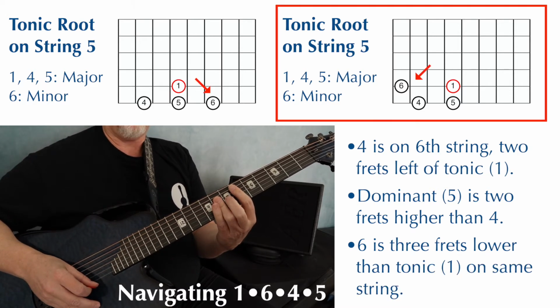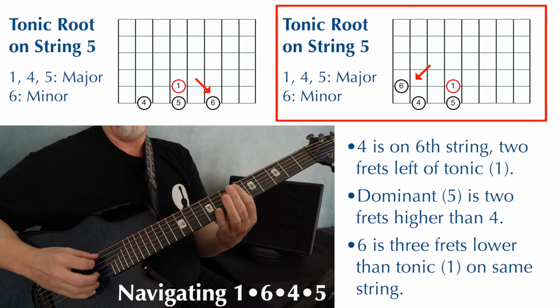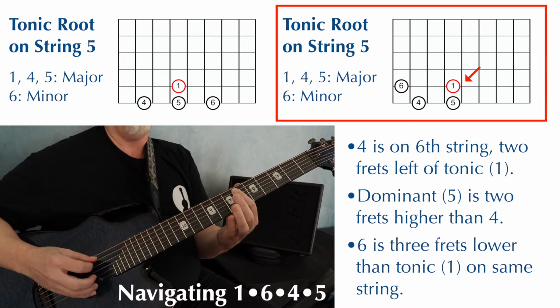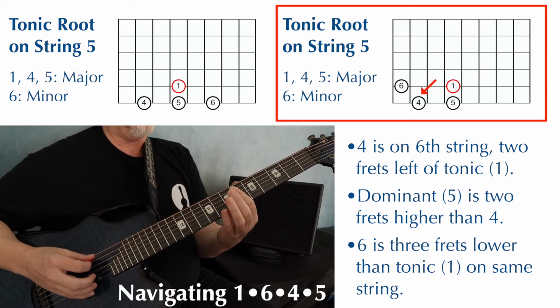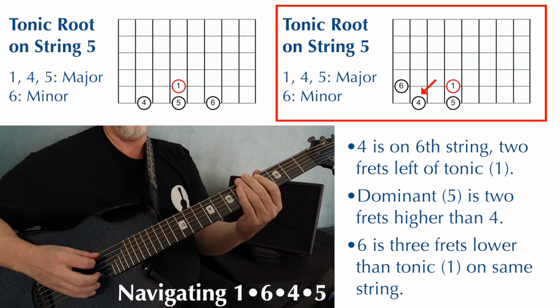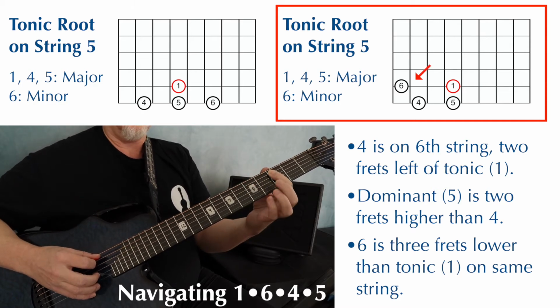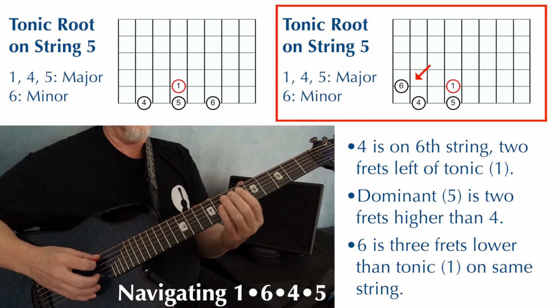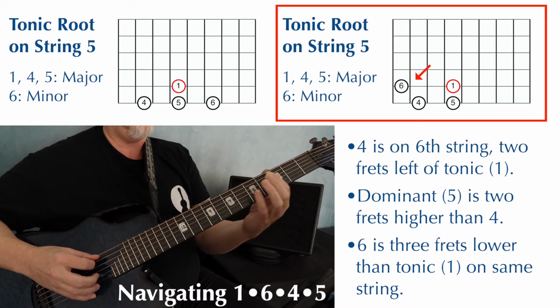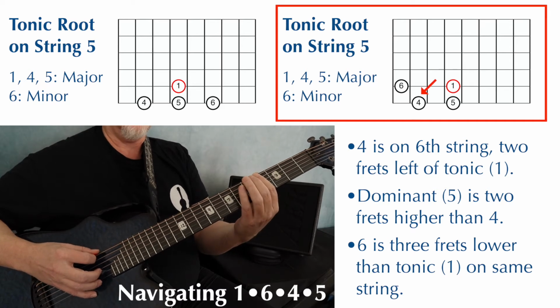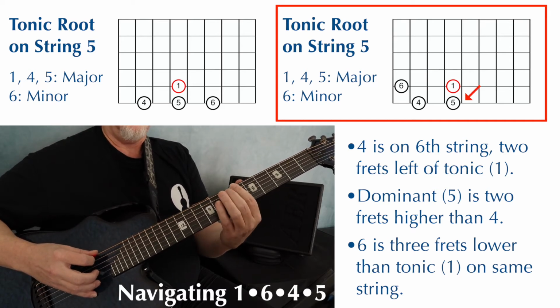Now we're going to move our 6th chord to the 5th string, but keep our 4 and 5 in the same place. So 1, again 4, the root of your 4 chord is 2 frets to the left on the 6th string. The root of your 5 chord, 2 frets to the right of your 4. And then your 6th chord is going to be 3 frets lower, 1, 2, 3, than your 1 chord. So 1, 6, 4, 5, and 1.